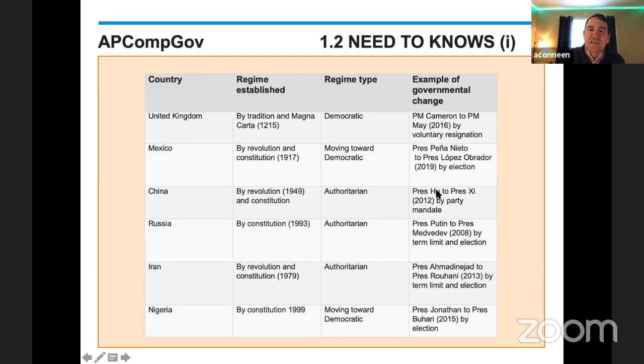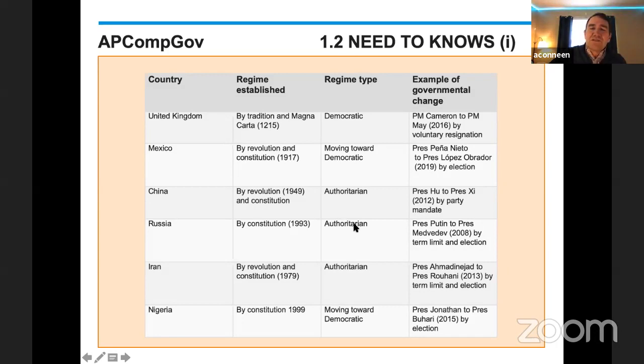Or President Xi, the government change in China was when President Xi took over from President Hu back in 2012. That's not done by an election, but it was done by a party mandate. But we know that China's regime goes back to the Communist Revolution of 1949. They do have a constitution that established the dominance of the Chinese Communist Party, and political scientists tend to describe China as an authoritarian government.